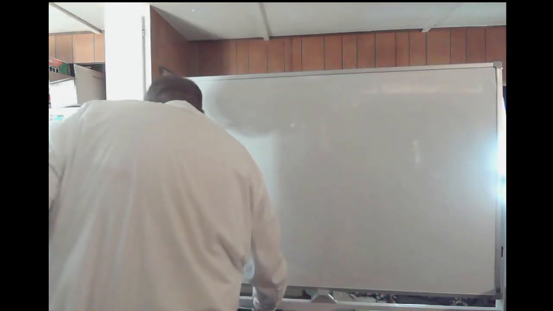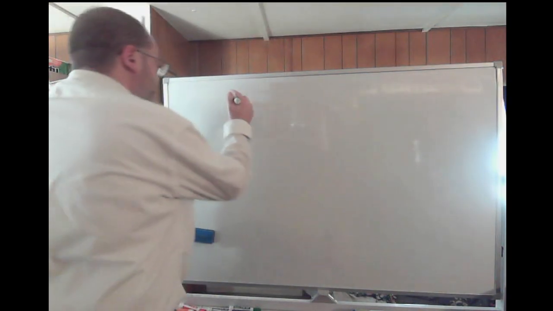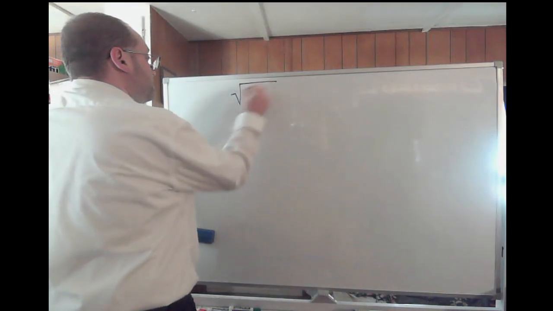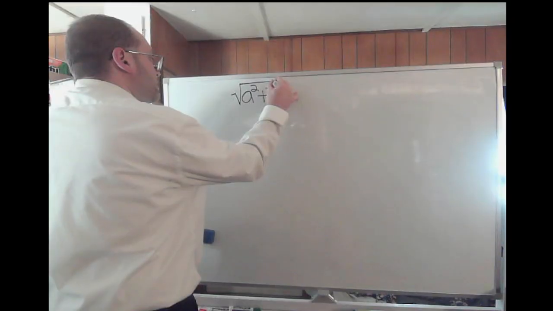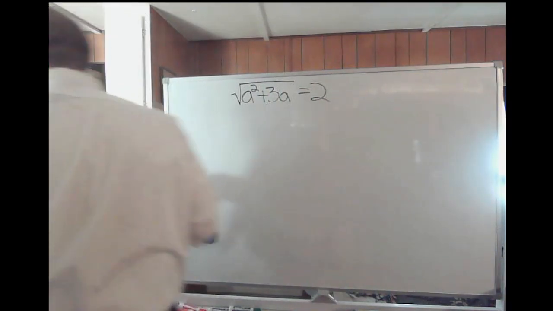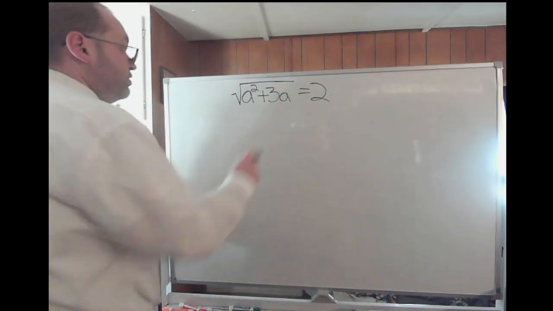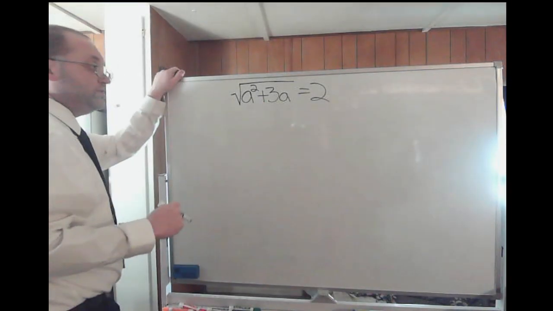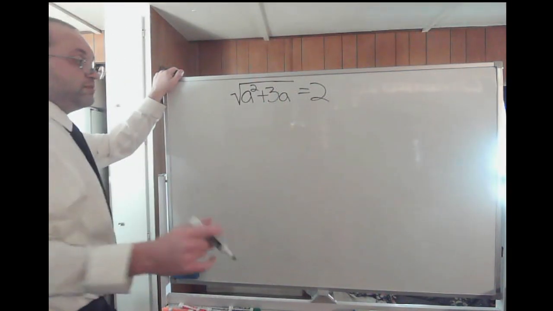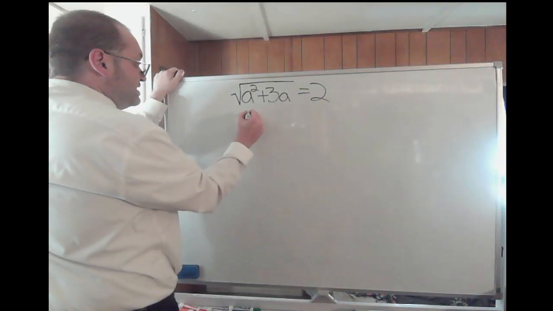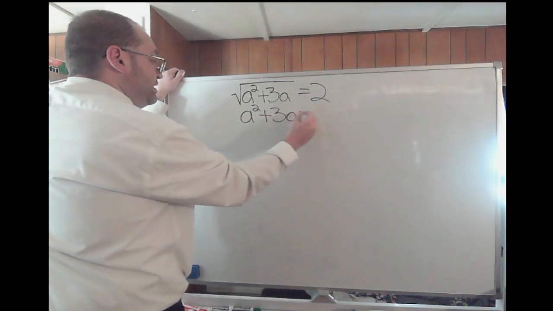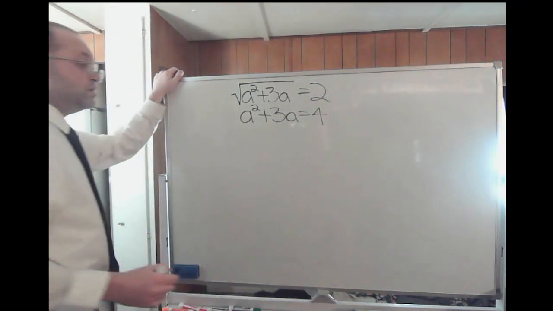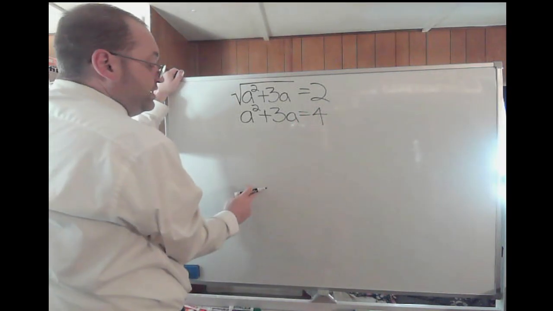Let's go on to the next one here. We have the square root of a squared plus 3a equals 2. So we have another quadratic in the square root. We want to get rid of that radical from the left-hand side, so we square both sides. If we do that, you'll get a squared plus 3a equals 4. Now we treat this as a quadratic equation.